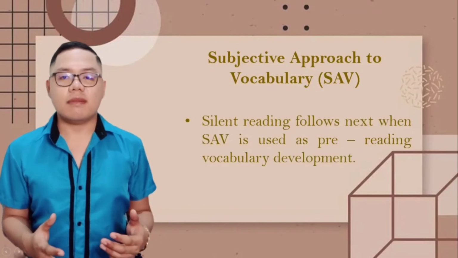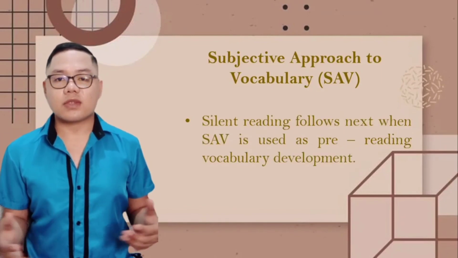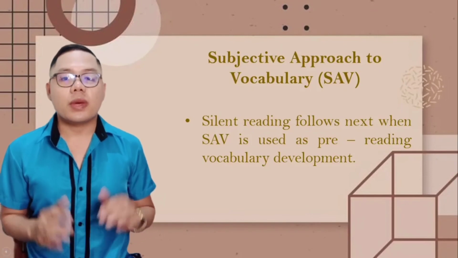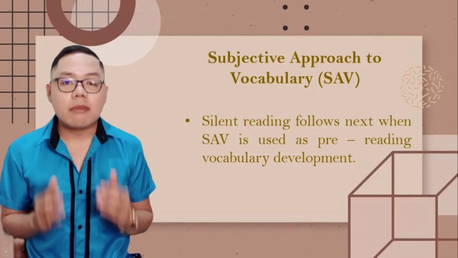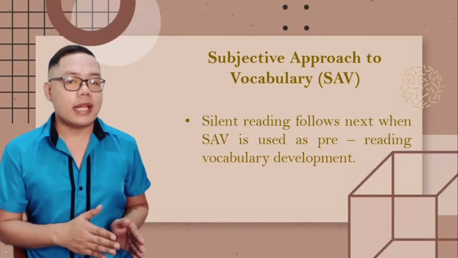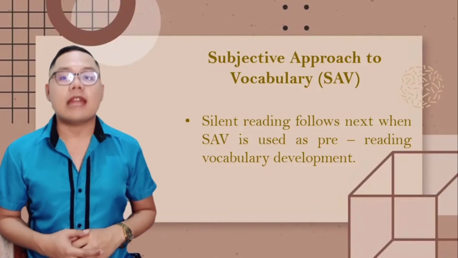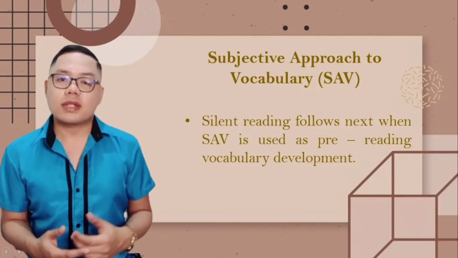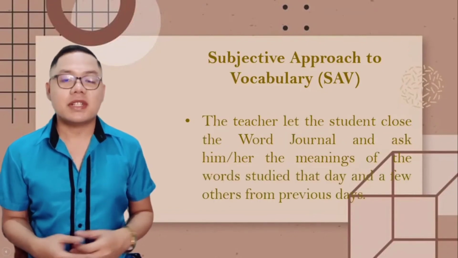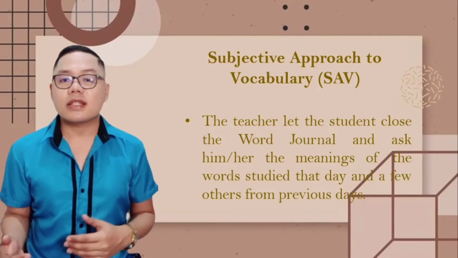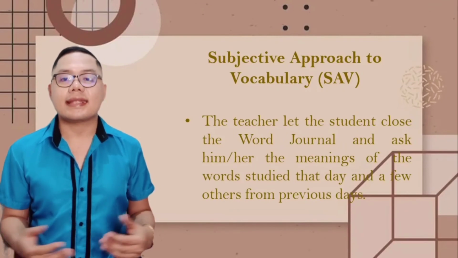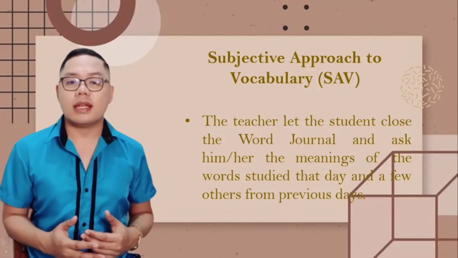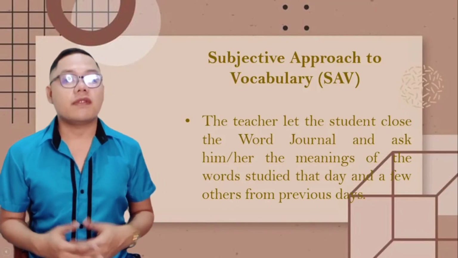So number 5, silent reading follows next when SAV is used as pre-reading vocabulary development. So when it is being used for general vocabulary development, students are given 5 to 10 minutes to study and rehearse the new and previously recorded words. Number 6, the teacher lets the students close the word journal and ask him or her the meaning of the words studied that day and a few others from previous days.